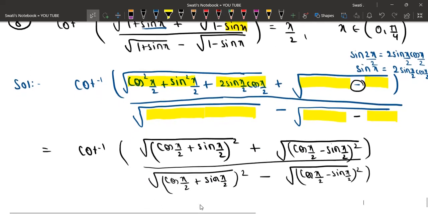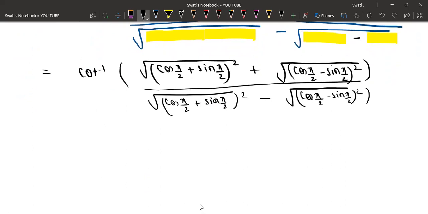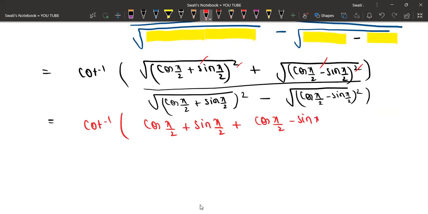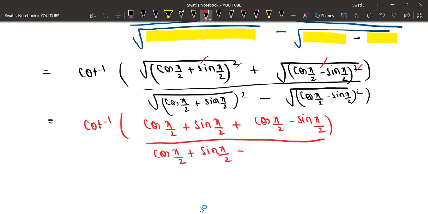All right. Okay. So now clearly you can see the square and root will get cancelled. So we will just get cot inverse. The square and root will get cancelled. So inside the bracket, we just have cos x by 2 plus sin x by 2 plus, here also the square and root will get cancelled. So we are getting cos x by 2 minus sin x by 2. All right. And then we have in the denominator upon. This is again square and root will get cancelled. So cos x by 2 plus sin x by 2 minus cos x by 2, and then minus times minus is plus. So this will become plus sin x by 2.